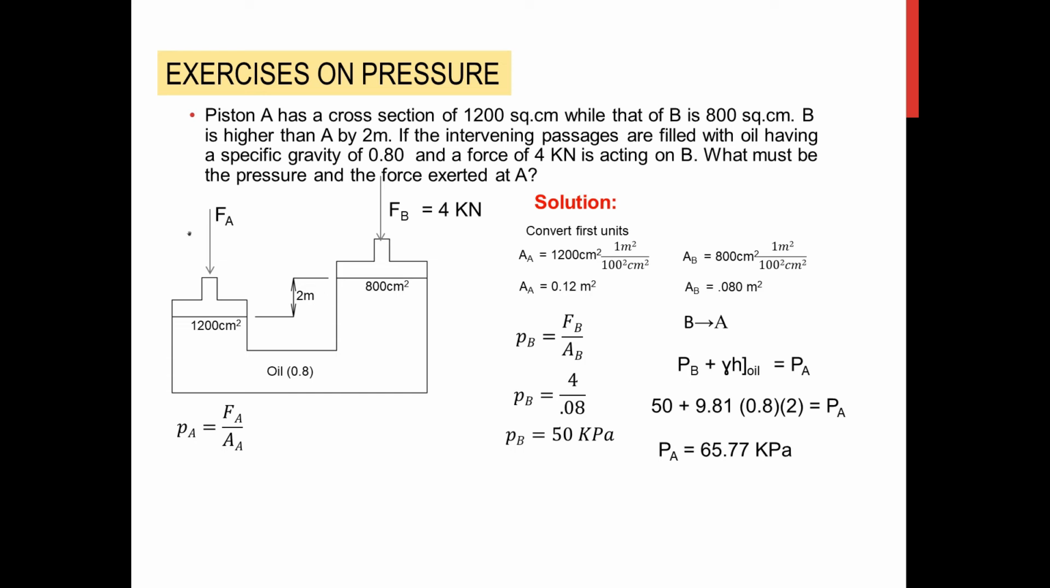Again, we can connect pressure to the force by the formula: the pressure is equal to force over the area. Substituting the values, pressure at A is 65.77. The area of the piston at A is 0.12 square meters. Hence, we can get the value of the force equivalent to 7.88 kilonewton at point A. So that is about this problem.